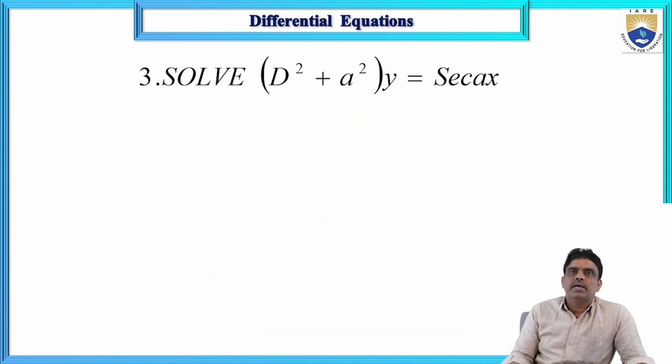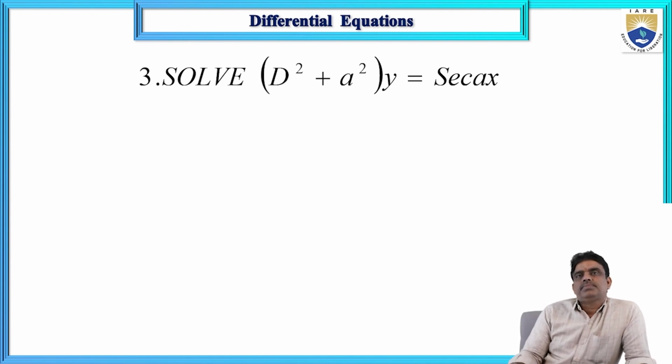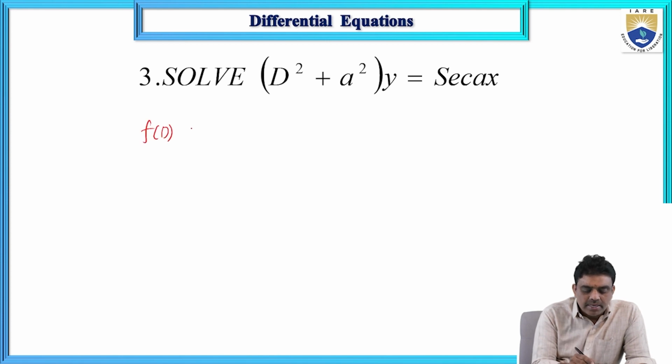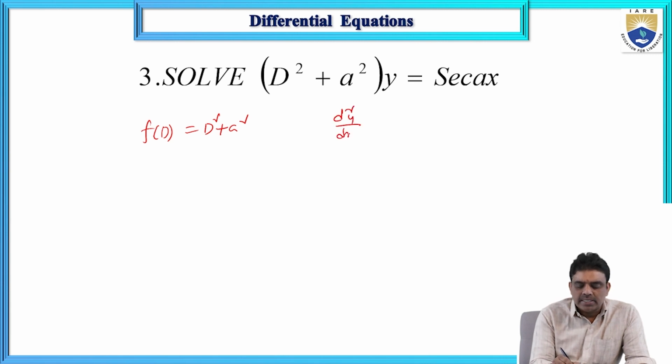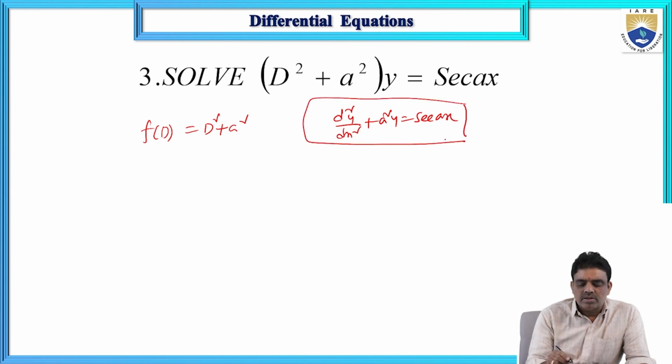Already we have done d square plus a square of y is equal to tan ax. Similarly, you have to solve d square plus a square of y is equal to secant ax. This also we will solve, and that will give more confidence on this subject. So here, what is f of d? Already it is in operator form. The original equation is d square y by dx square plus a square y is equal to secant ax. On writing in operator form, the problem will be d square plus a square of y is equal to secant ax.